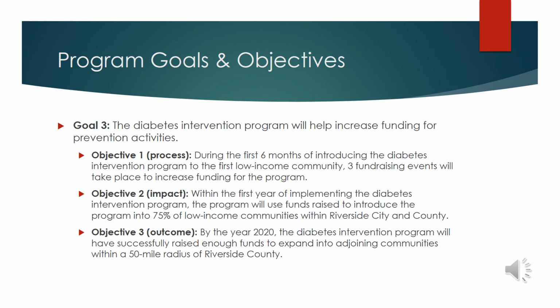The second objective, impact: within the first year of implementing the Diabetes Intervention Program, the program will use funds raised to introduce the program into 75% of low-income communities within Riverside City and County. The last objective, outcome: by the year 2020, the Diabetes Intervention Program will have successfully raised enough funds to expand into adjoining communities within a 50-mile radius of Riverside County.